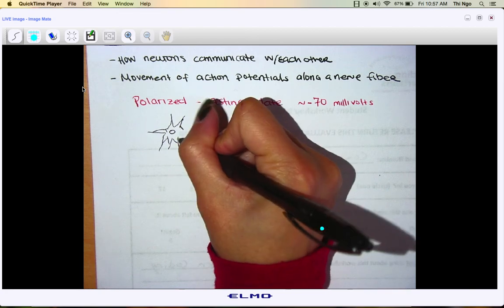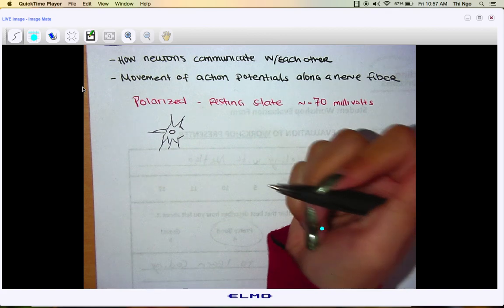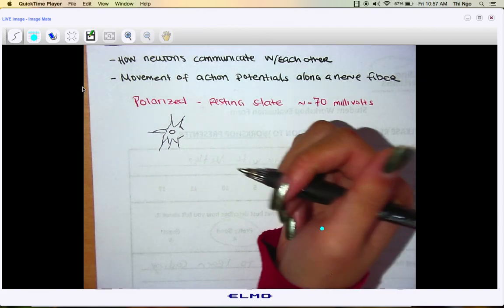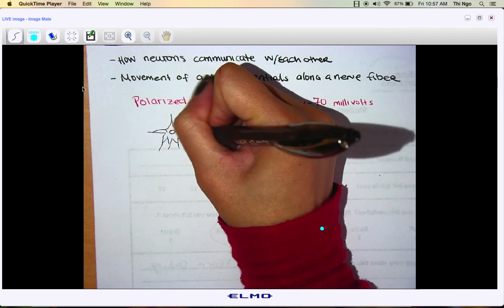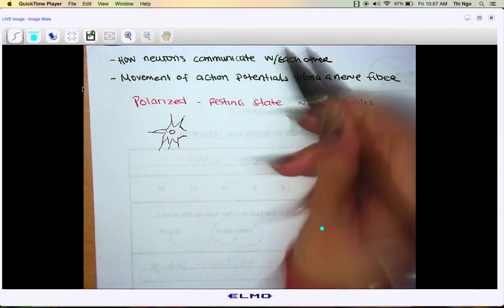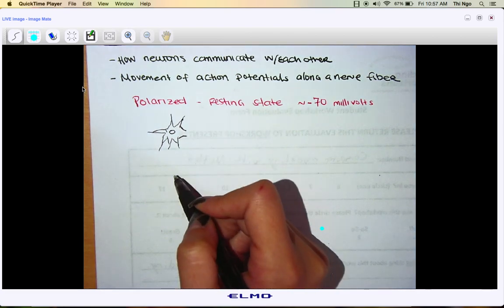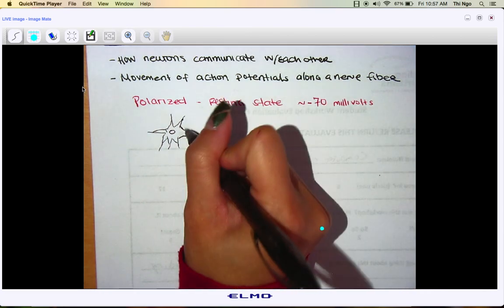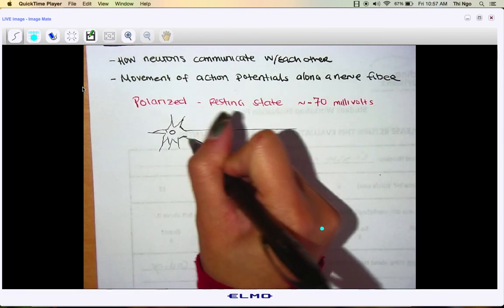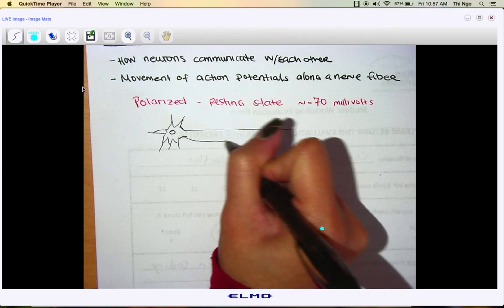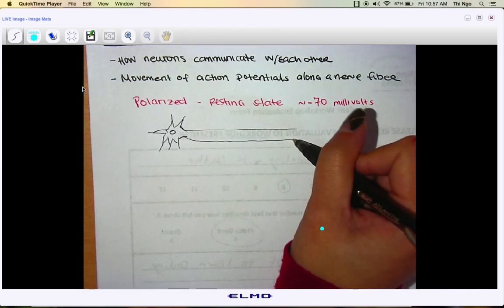And this tapering off is called the axon hillock. Can you say axon hillock? Okay, so that's this little piece that's pinching off. And the axon hillock is going to extend, and this is called your axon. We're going to draw it really fat so we can draw inside.